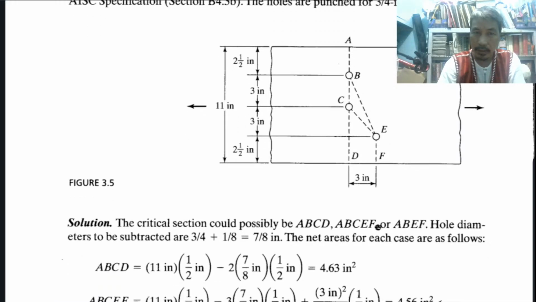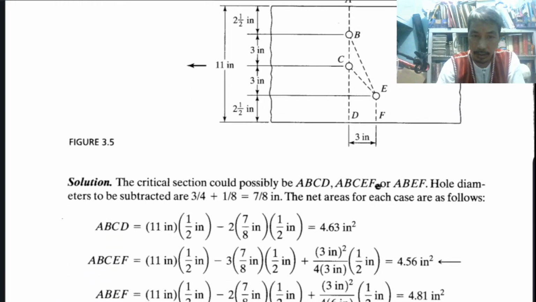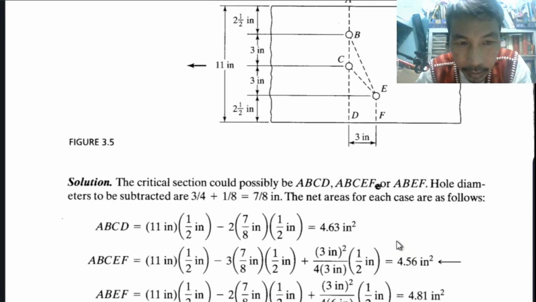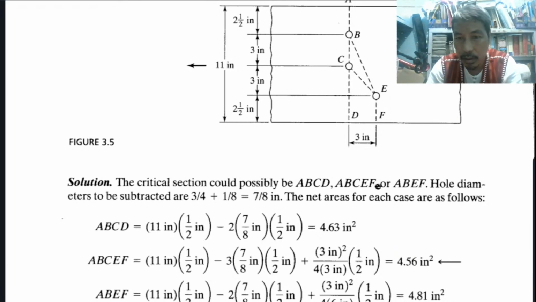So therefore, times 2, 7/8 times the thickness. This is the area for the holes. So gross area minus the area for the holes. There are 2 holes, and therefore the answer is 4.63. Take note, that is supposed to be our answer if there is no staggered hole. Now, with the staggered holes, let us go to the next.